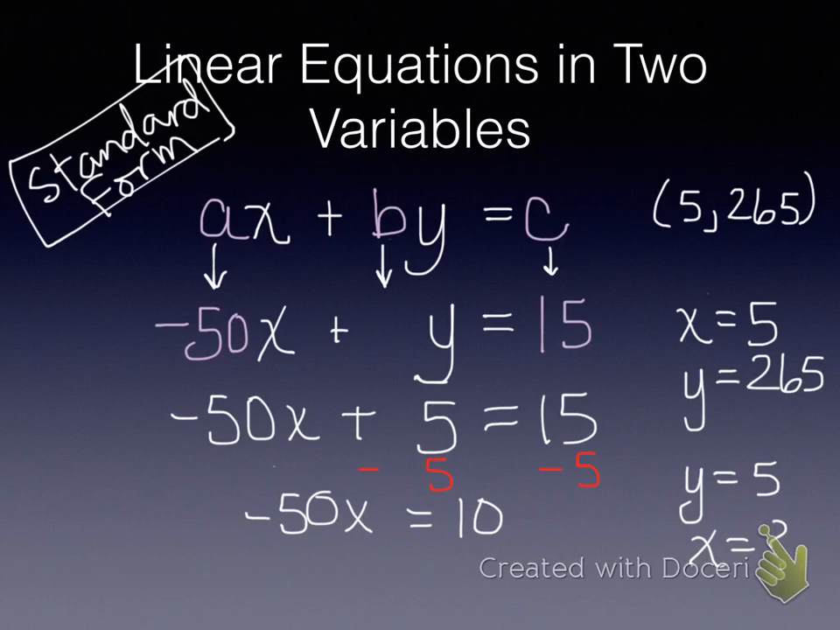I'm going to need to divide by negative 50 to get x by itself. Then I'm left with x equals negative 10 over 50, and simplifying that, I get x equals negative 1/5.